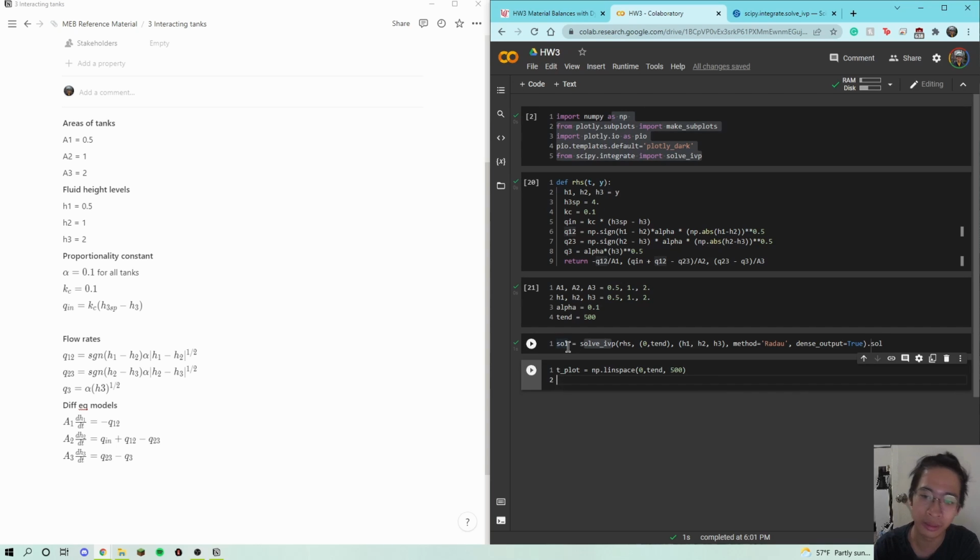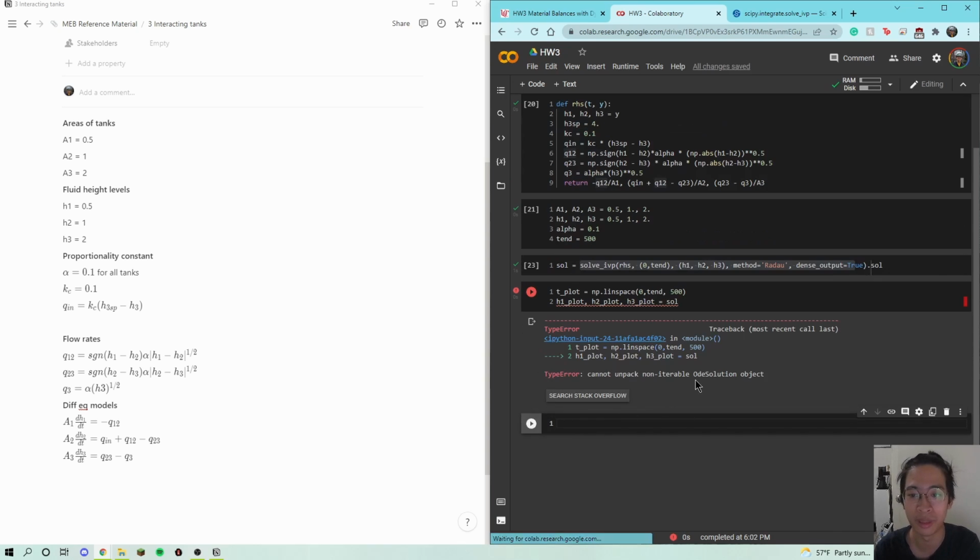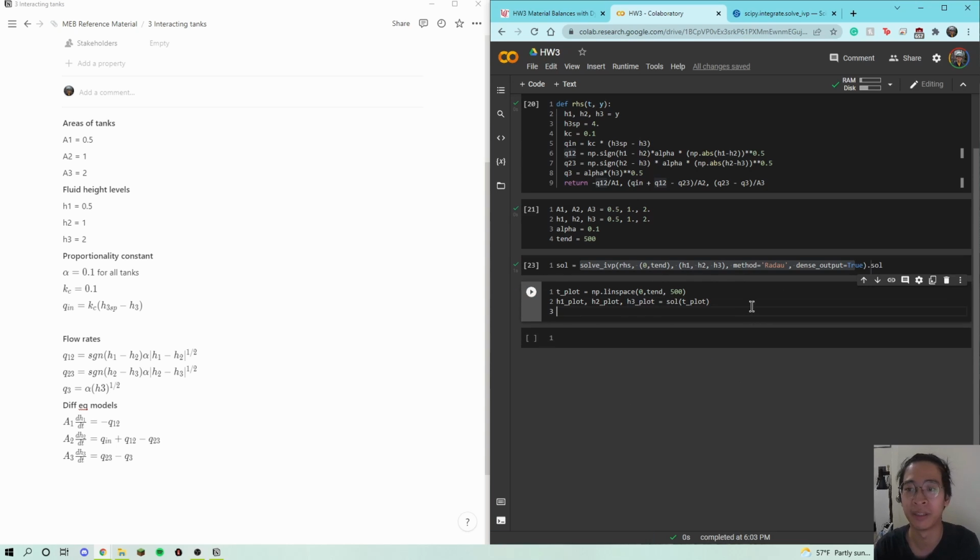So we'll call this h1_plot, h2_plot, h3_plot equals our solution object. Oof, what is it not liking? Perhaps it wants t_plot, because it wants an array. That's right. You cannot unpack a function.